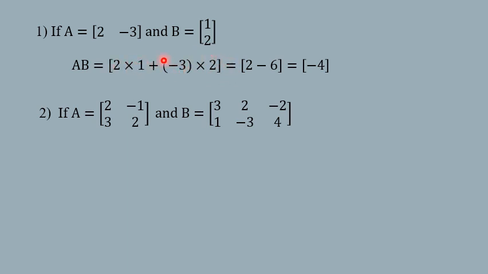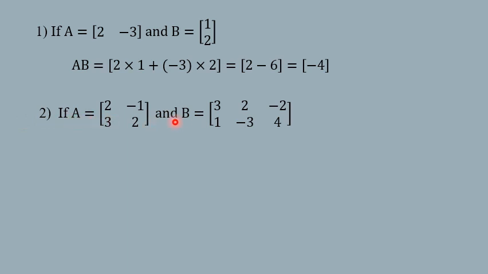So here the product matrix AB has order 1 by 1, meaning 1 row and 1 column. To find this element we take the first row of A and the first column of B. The first row of A contains 2 elements and the first column of B contains 2 elements, so we just find the sum of products. So here we write 2 into 1 plus minus 3 into 2. 2 into 1 is 2 and minus 3 into 2 is minus 6. So 2 minus 6 is minus 4. So the order of this matrix is 1 by 1.